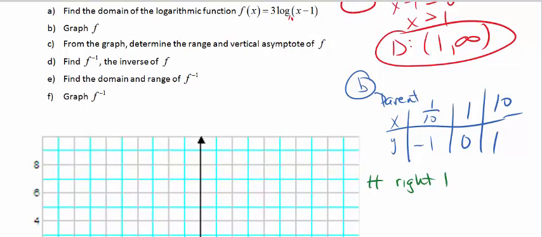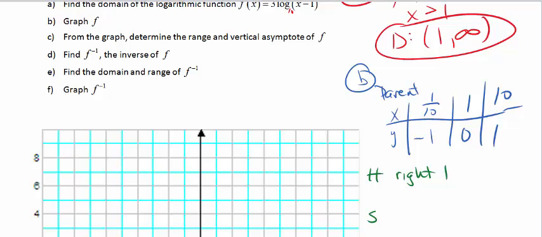And s. We do have a vertical stretch. So we are going to multiply y by 3, because that 3 is out front. We do not have a reflection and we do not have a vertical shift. So let's get our t-charts.